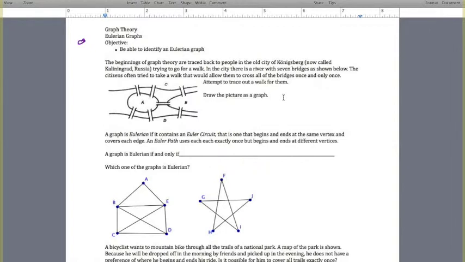But they want to take a walk that hits the 7 bridges without repeating any of the bridges that they already went on. So I want you to go ahead and try to figure this out for them and trace through the diagram with a pencil, because it will probably take more than one attempt, and see if you can trace out a route for them that will take them across each of the 7 bridges once and only once. So go ahead and try that.